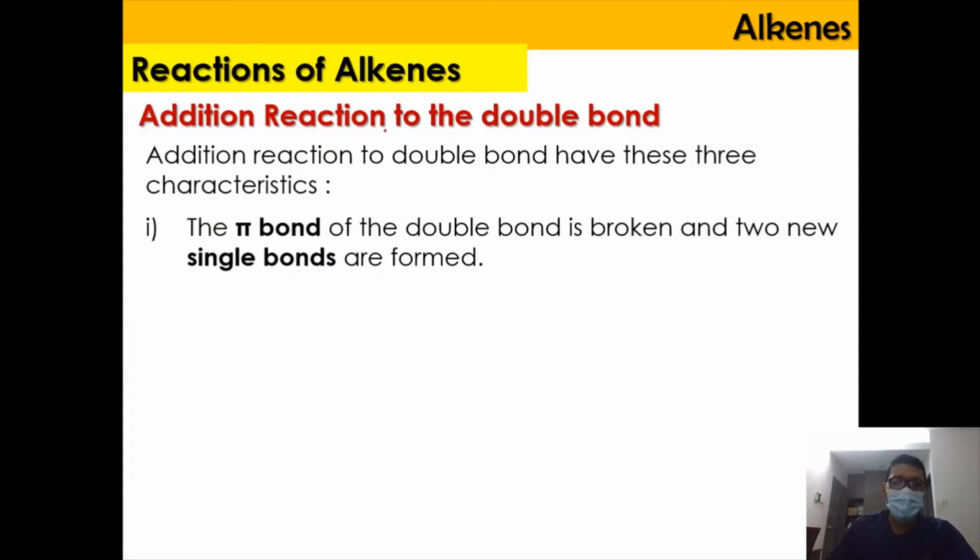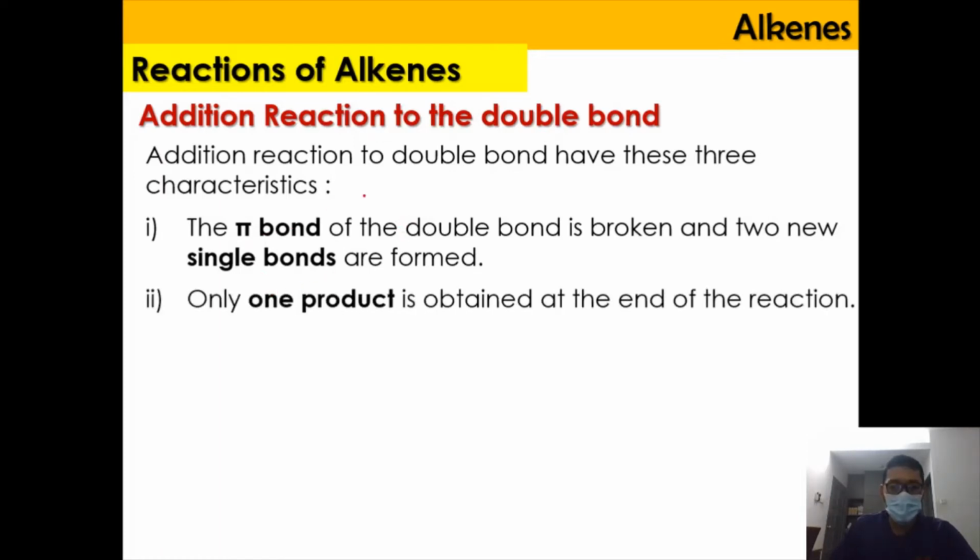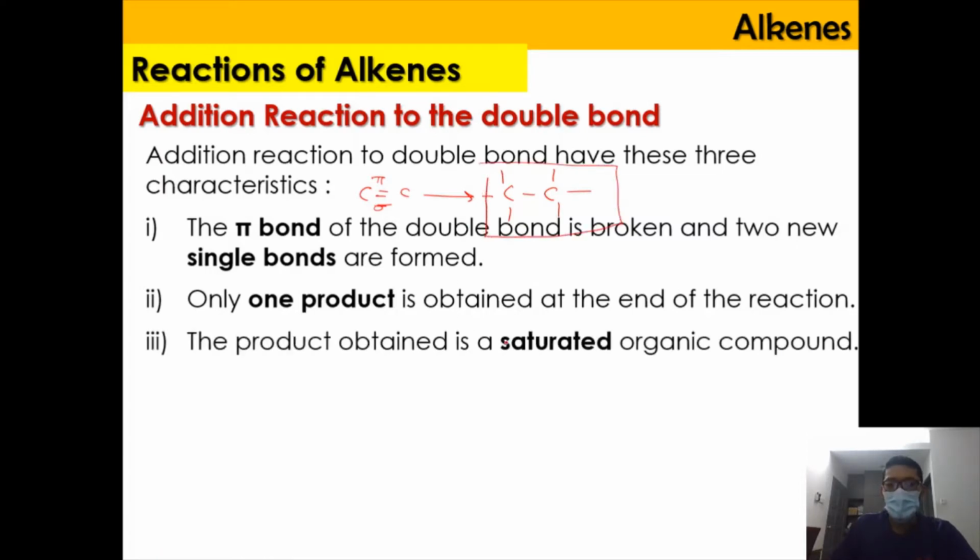So the addition reaction to the double bond will have the following characteristics. The double bond consists of the pi bond and also the sigma bond, and by using the addition reaction, it's going to form all carbon-carbon single bonds. So the double bond is going to be broken down and form two new single bonds. By the end of the addition reaction, only one product is obtained, and the product obtained is a saturated organic compound, which refers to the carbon-carbon single bond.